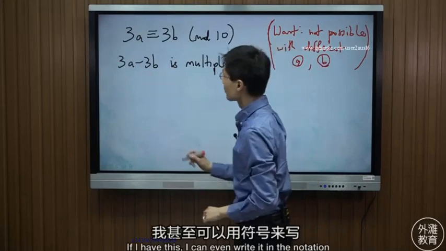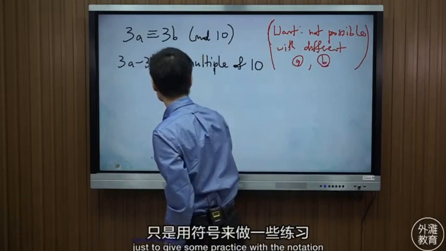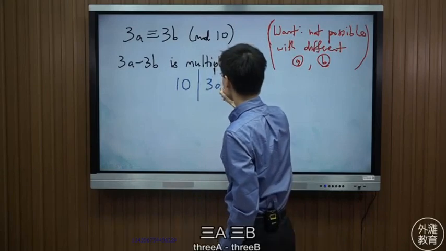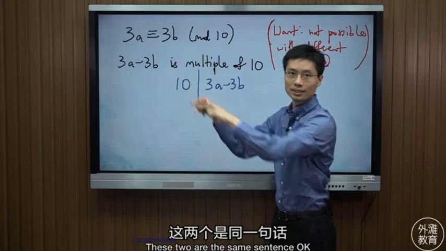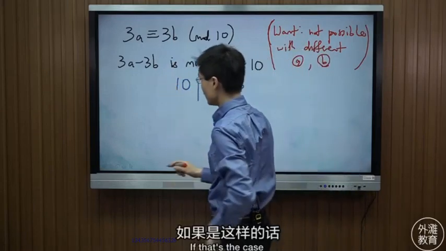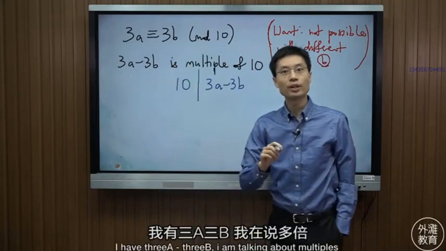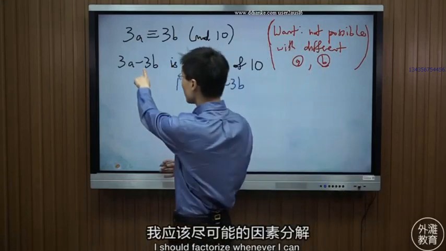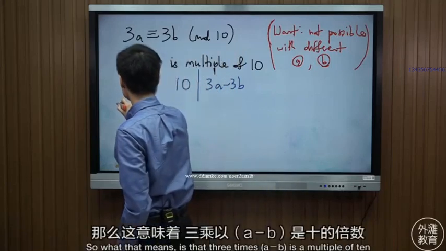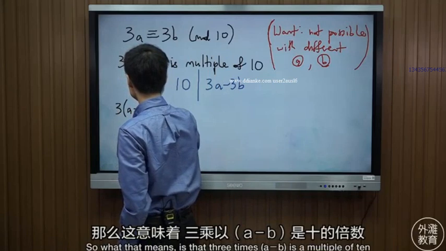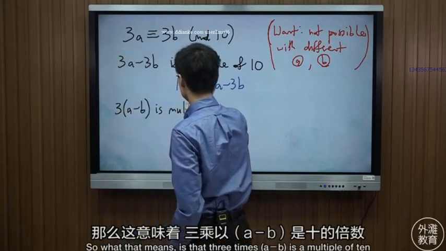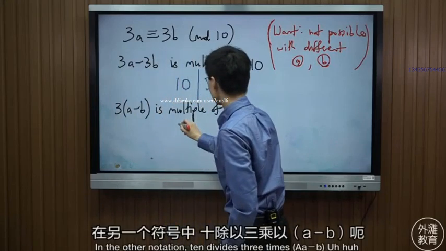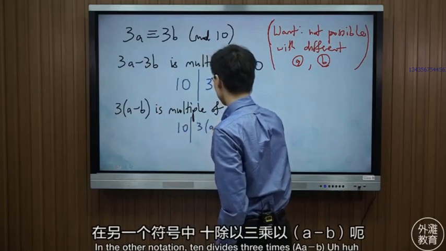If I have this, I can even write it in the notation just to give some practice with the notation. Notation is not important for this understanding, but I'm going to write it so you're familiar with it. 3a minus 3b. These two are the same sentence. Okay? If that's the case, let's factorize. I have 3a minus 3b. I'm talking about multiples. Whenever my whole problem is about multiples, I should factorize whenever I can. So what that means is that 3 times a minus b is a multiple of 10. In the other notation, 10 divides 3 times a minus b.